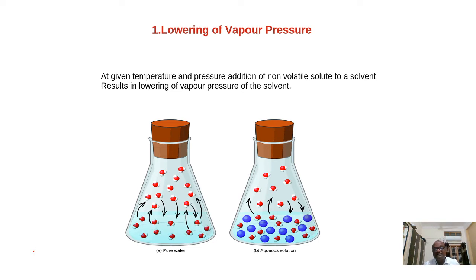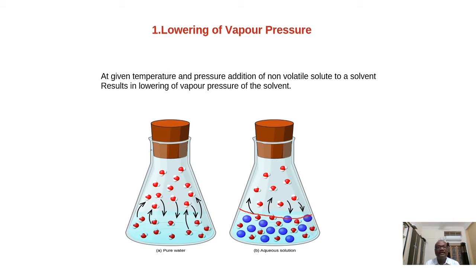If you observe the surface of the solution, it contains two types of particles. Some places of the solvent are occupied by the solute particles, so the number of solvent molecules on the surface of the solution decreases. So the rate of evaporation also decreases, so the vapor pressure decreases. So when we dissolve a non-volatile solute in a liquid solvent, the vapor pressure decreases.